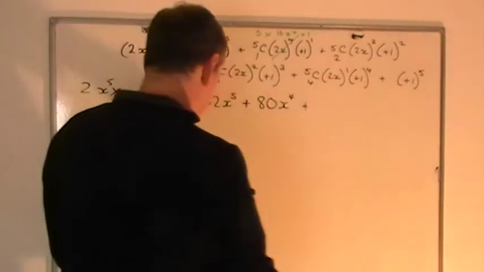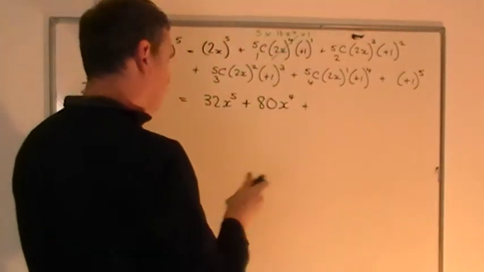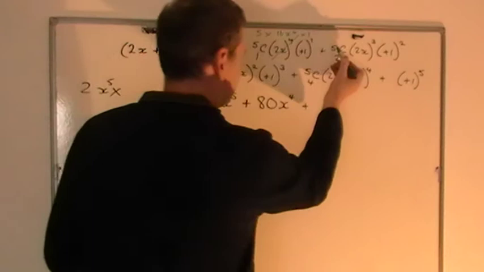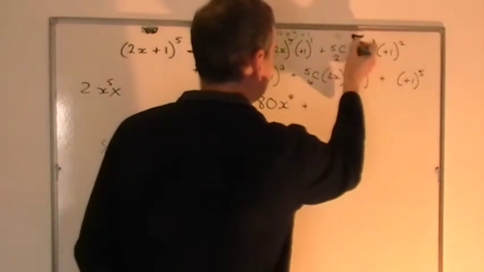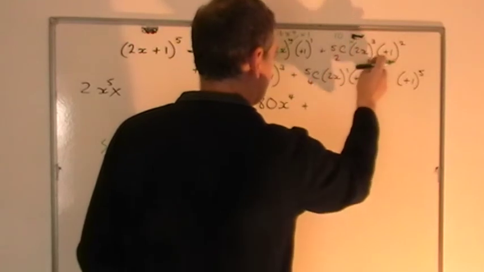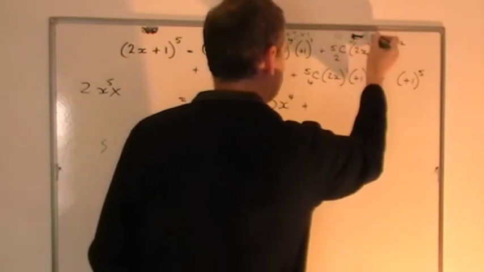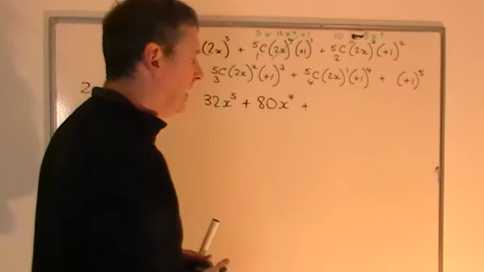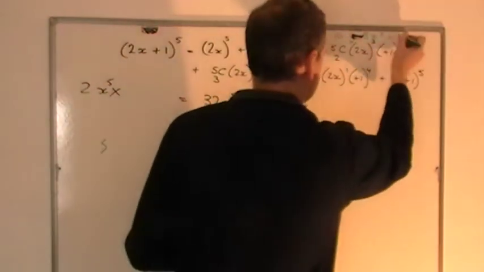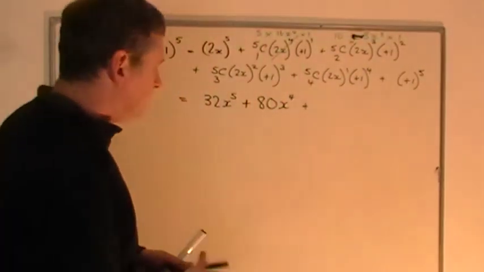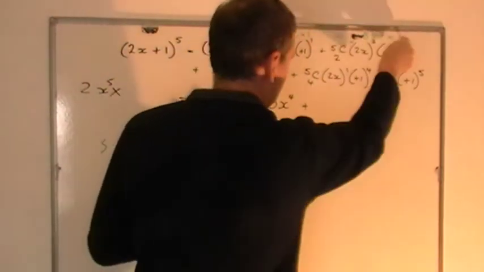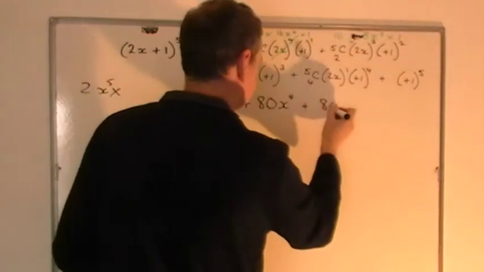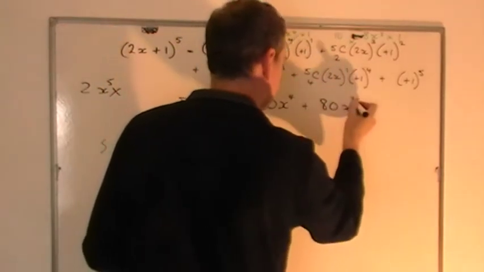Plus, then we've got 5 choose 2. Well, okay, let's get my colour out. 5 choose 2 is 5 by 4 over 2 by 1, that's 10. Multiplied by 2x all cubed, well 2 cubed is 8, x cubed then. And of course plus 1 squared, you times it by another 1. So I've got 10 times 8 times the 1 on the end is 80. And this is 80x cubed.